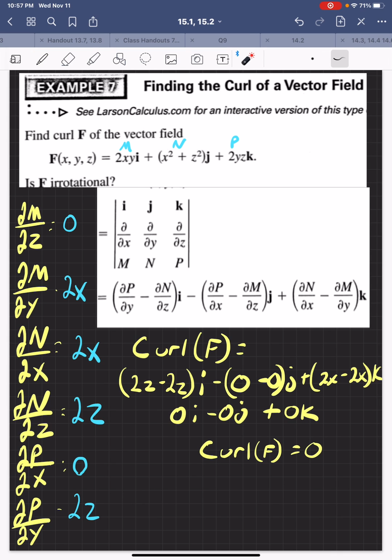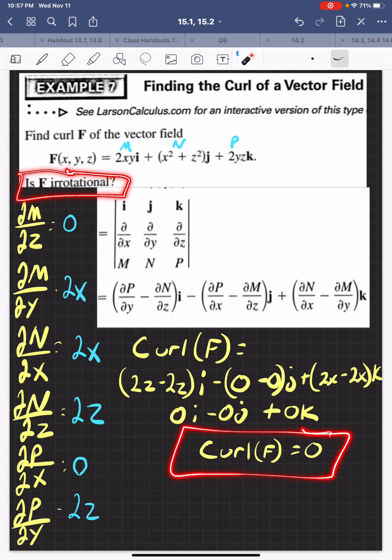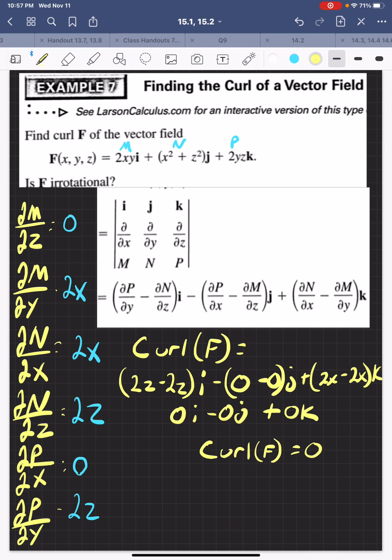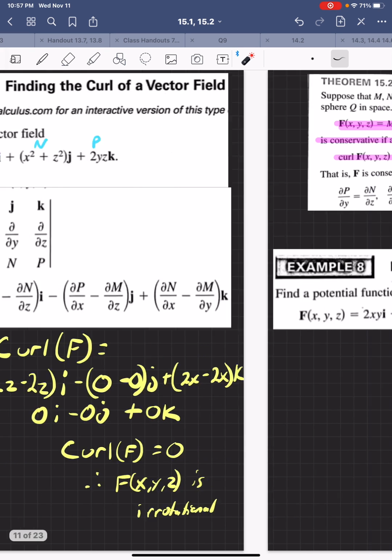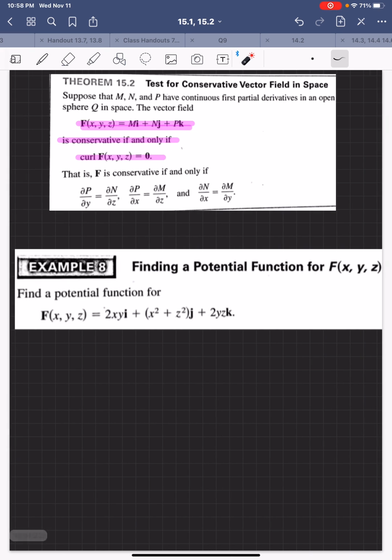So to answer that last question, is the vector field irrotational, without rotation? Well, yes, it is. So thus F of x, y, z is irrotational. Okay. Now we're going to use a little bit of the work that we did with example 7, and we're going to take a look at example 8.